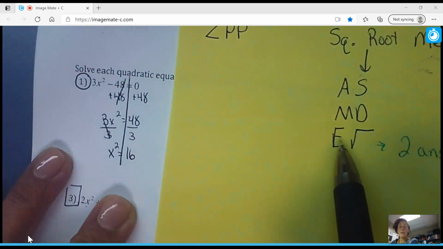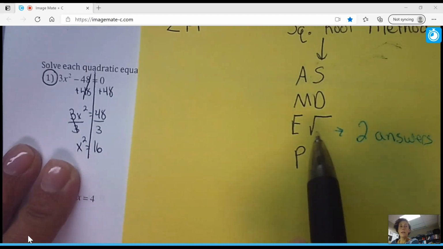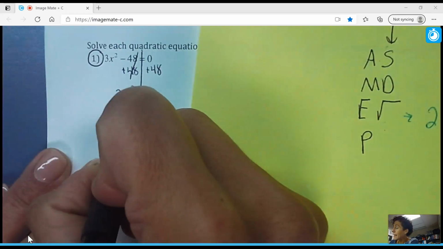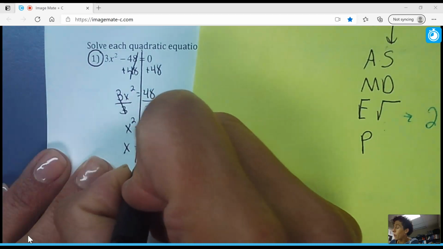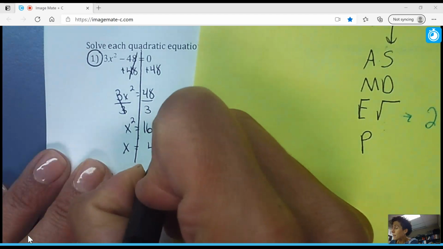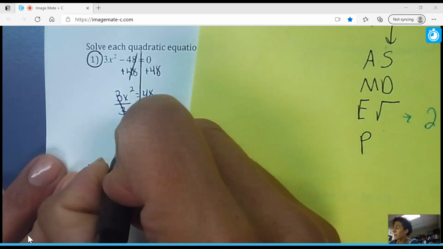And now to undo the exponent, I will take a square root. This is why it's called the square root method, because no matter what, I'll always have to do this step. And this is where I will get 2 answers. If I'm using my calculator, the square root of 16, the calculator will tell me 4. But I also have to remember that there is a negative 4 in there. And so for this one, I'm just going to write them out as 2 very separate answers.